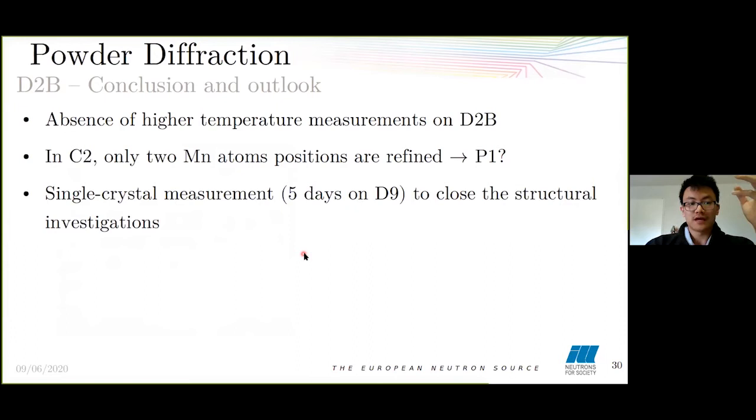Then I made the refinement in the C2 space group, so only 2 unequivalent Mn atom positions were refined. I also made some trials in P1 symmetry, but I couldn't get any converging fit. So in order to close the structural investigations, we got 5 days of beam time on D9 to make some single crystal measurements.